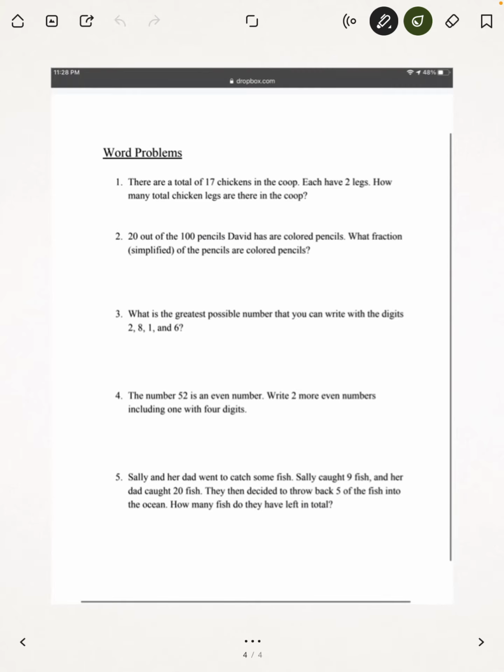The last topic for this video today is word problems, and I'm going to be starting off with number 2. It says 20 out of the pencils David has are colored pencils. Which fraction simplified of the pencils are colored pencils? So we have 20 out of 100. When it says out of something, that means it's over, like a number over a number. And it says these amount are colored pencils, and we need to simplify it.